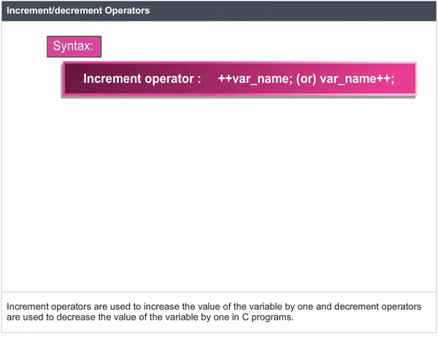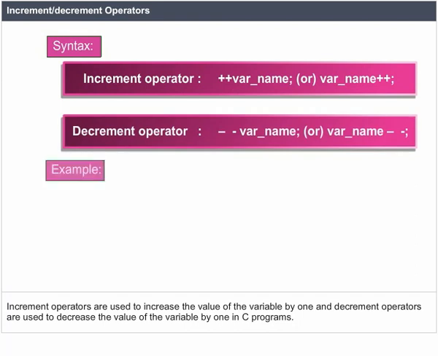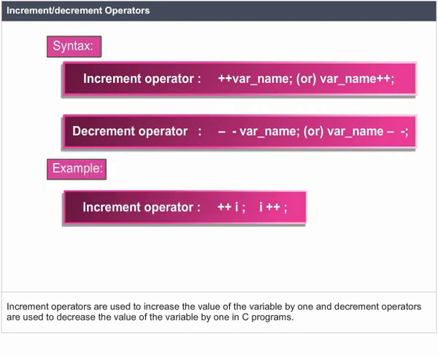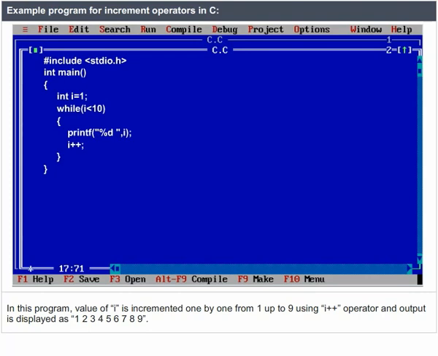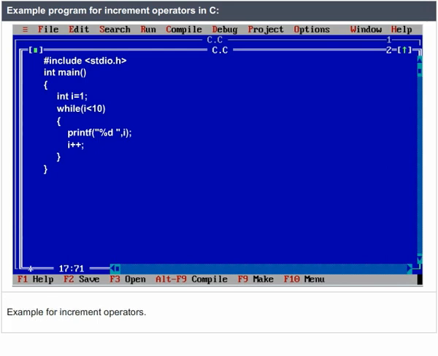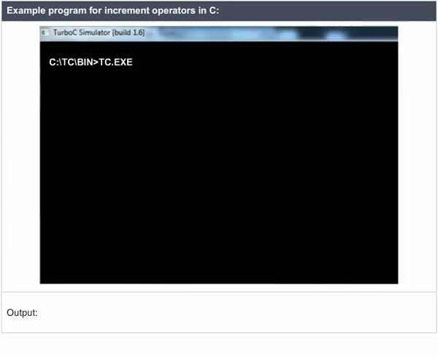Increment or decrement operators. Increment operators are used to increase the value of the variable by 1 and decrement operators are used to decrease the value of the variable by 1 in C programs. Example program for increment operators in C. In this program, the value of i is incremented one by one from 1 up to 9 using the "i++" operator and output is displayed as 1, 2, 3, 4, 5, 6, 7, 8, 9.